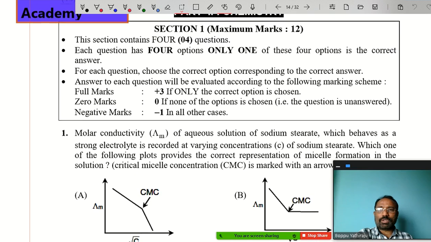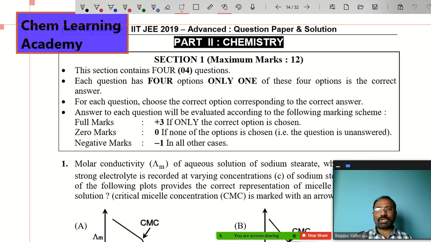In this session, I am going to explain the 2019 Advanced paper. So, if you observe the chemistry paper, in each subject, three sections are there. Section 1 consists of 4 questions. Only one answer is correct out of 4 options.